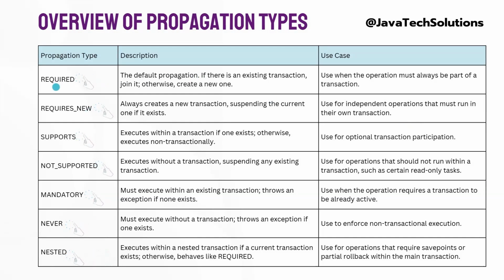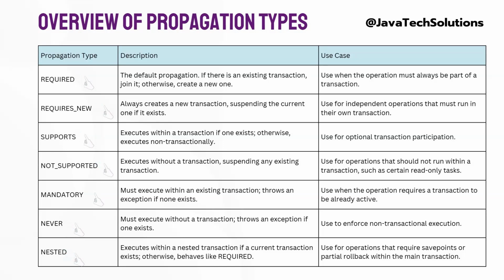This required one is the default propagation. That means if we are not defining any type for the propagation, by default it will take required. What it does is it joins the existing transaction if there is one, or it will create a new one. The required new will always create a new transaction, suspending the current transaction if one already exists.